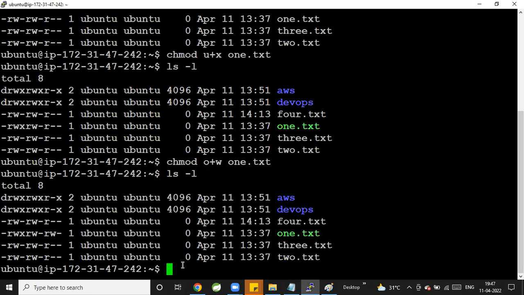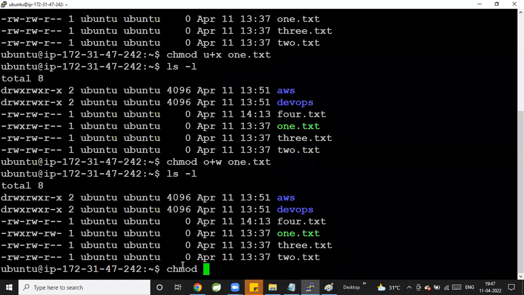I want to remove read permission for the group. Very good. chmod g-r 1.txt. For the group, I'm removing the read permission: chmod group minus r.